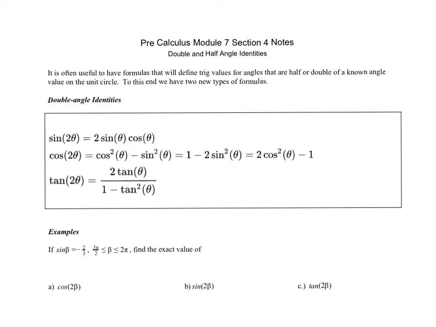In section 4, we're going to talk about the double and half angle identities because it's going to be useful to find the trig values for angles that are half or double of one of our known angles on the unit circle. So we have first our double angle identity.